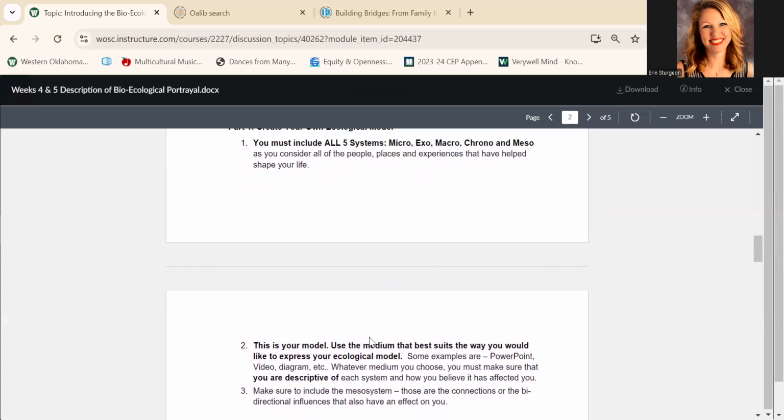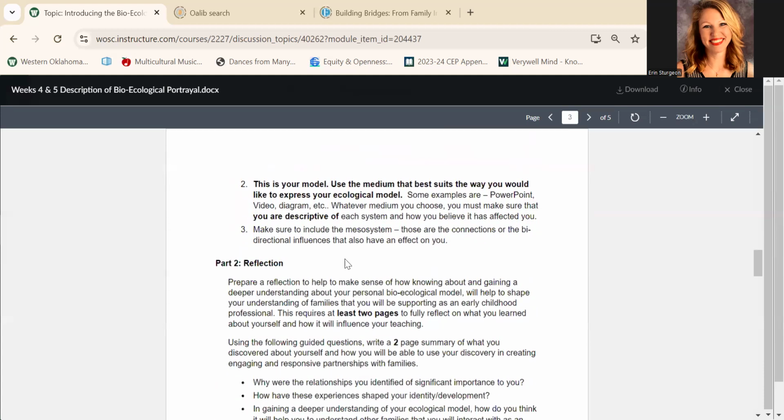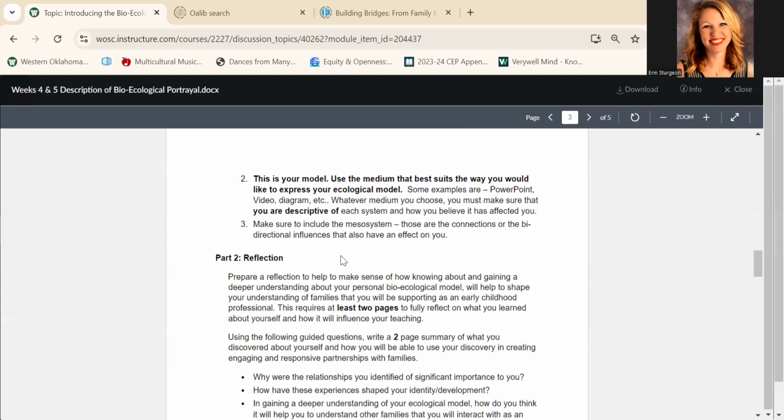This is your model. You can use whatever medium best suits the way you would like to express your ecological model. So some people have done a PowerPoint or Google Slides show. You could make a video. You could create a diagram. You could create something in 3D and then make a video of it, if that's something that sparks you. However creative or artistic you are, there's not a limit on this, as long as you address all 5 and reflect on how each of them relates to you.